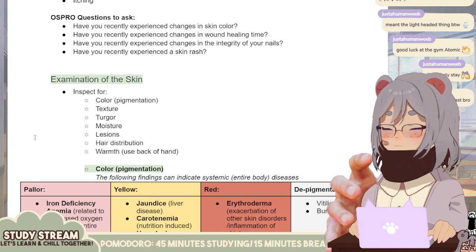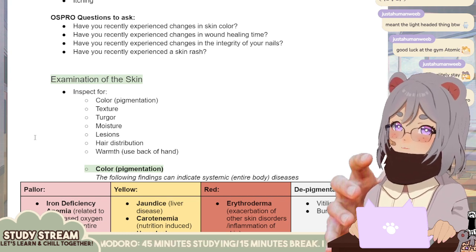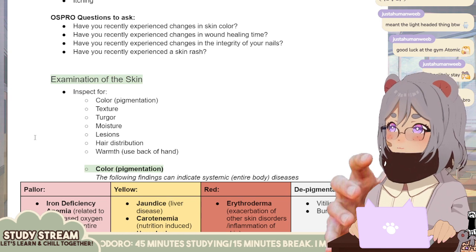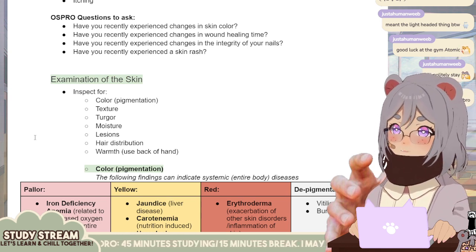This is where we'll show pictures and whatnot, so don't you fret. We'll definitely get that going. And have you recently experienced a skin rash? How did the rash look? From there we could determine what's really happening.